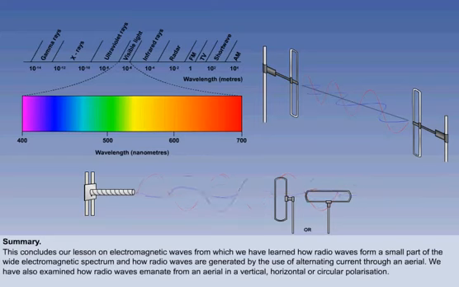This concludes our lesson on electromagnetic waves, from which we have learned how radio waves form a small part of the wide electromagnetic spectrum, and how radio waves are generated by the use of alternating current through an aerial. We have also examined how radio waves emanate from an aerial in a vertical, horizontal, or circular polarization.